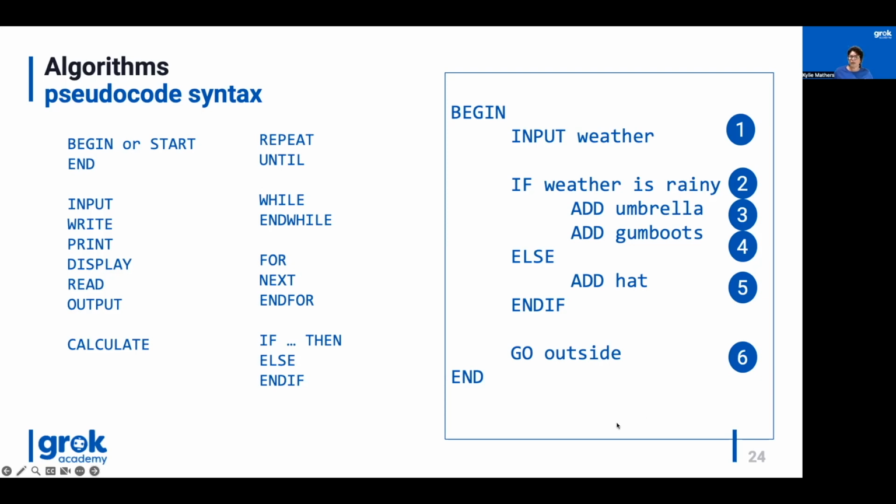It's all about getting out there and getting your gumboots on if it's raining. So again, you can see that indentation is helping us there in grouping together what would happen if it was raining.